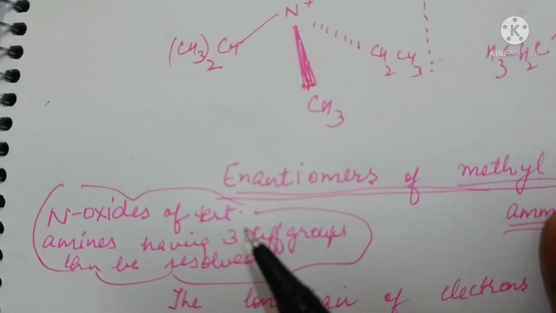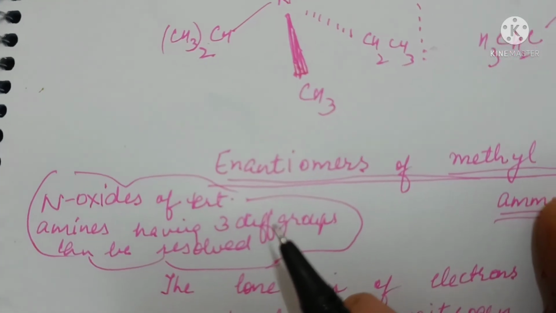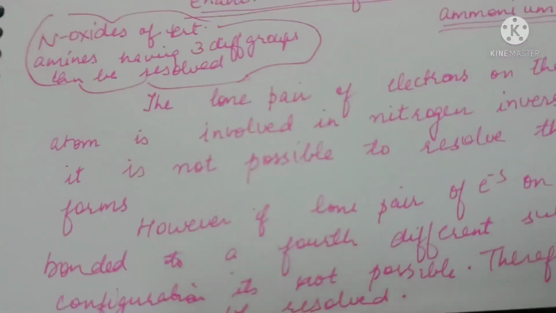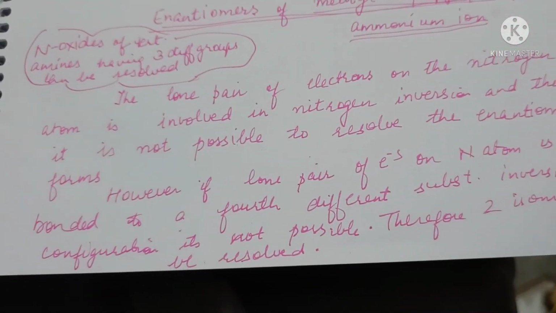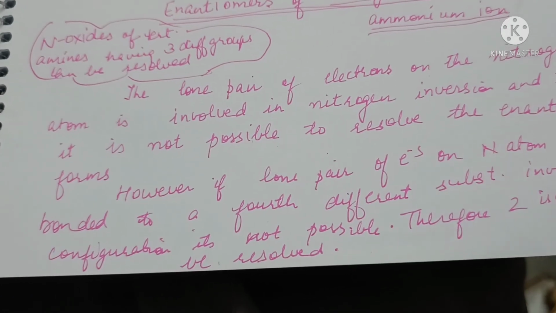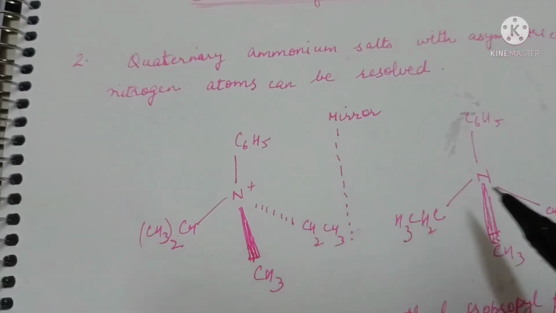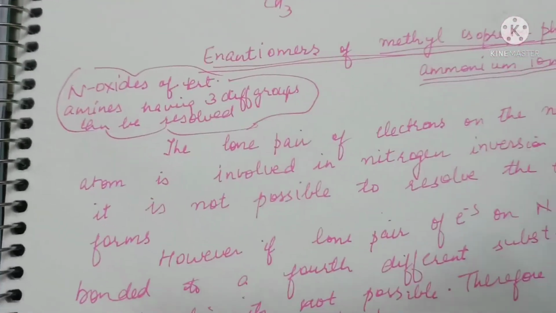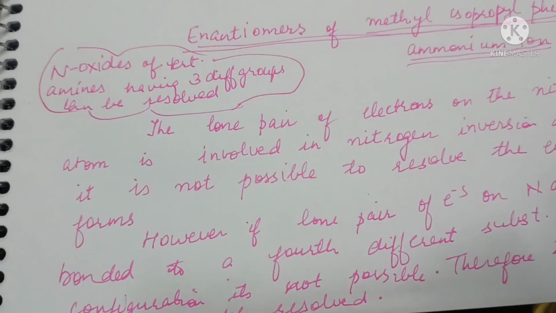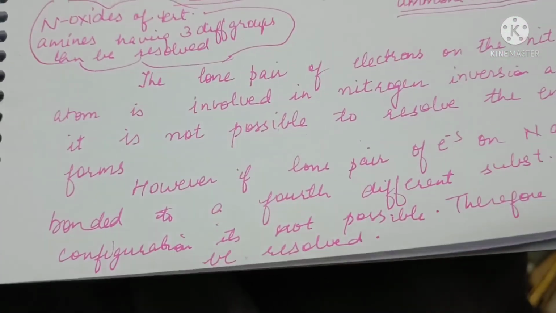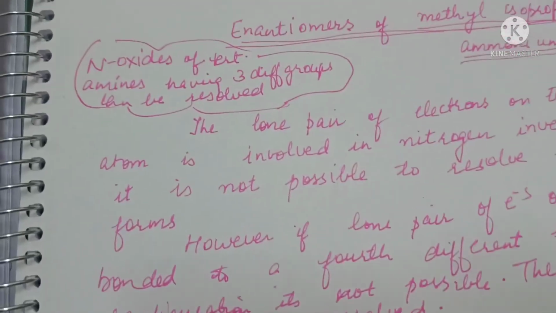Similarly, nitrogen oxides of tertiary amines also have 3 different groups and oxygen, so they can be resolved into each other. So the lone pair of electrons on the nitrogen atom is involved in nitrogen inversion, because in these particular cases the lone pair has been replaced with a shared pair, so they can be resolved into their different isomers.